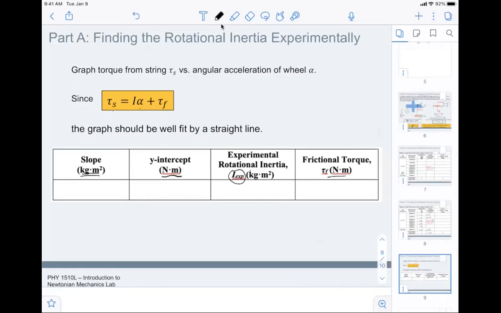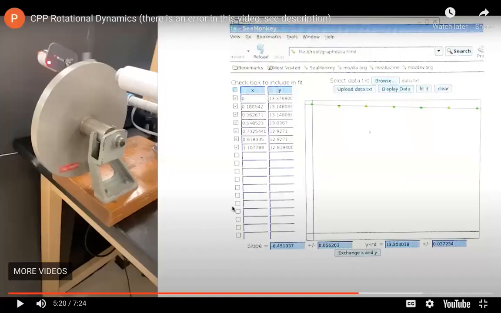I do want to point out, if you go back to watch the video, you might notice they did say there was a small error in this data. But I'm asking you to ignore it. What they were doing is they did not try to measure alpha directly. They were trying to measure A, the linear velocity.